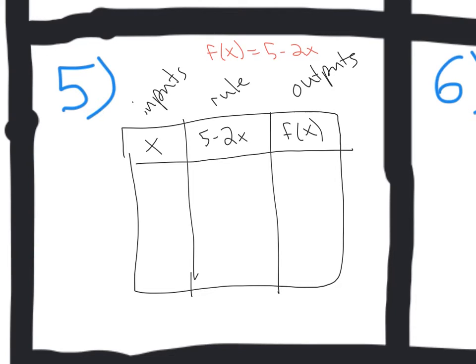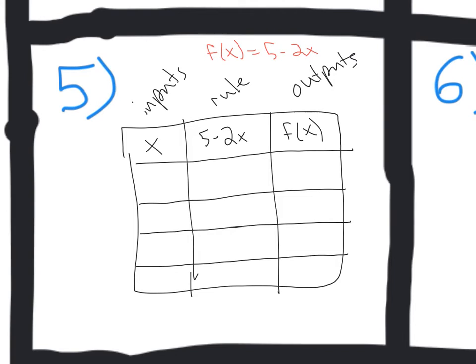All right, we can create four values for x. So let's pick easy numbers. I like easy numbers. You don't have to make it too challenging on yourself. So here we go. I'm going to pick, let's start with negative 2, negative 1, 0, and 1. That's perfectly acceptable. So what happens is we take that rule, 5 minus 2x, and we are going to replace that x with our input. Here it's negative 2.